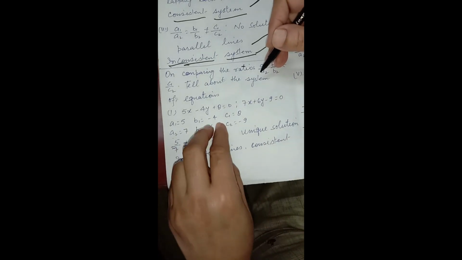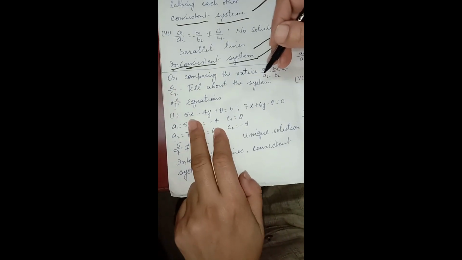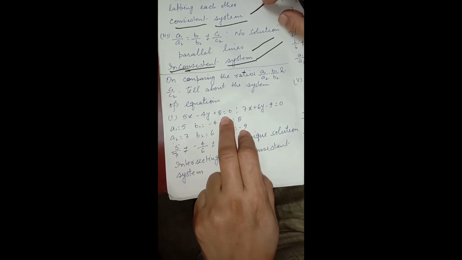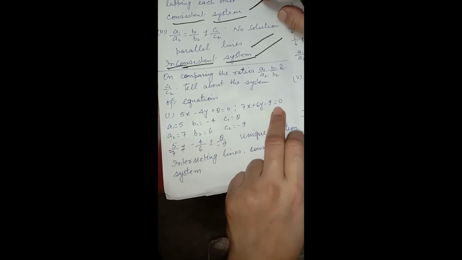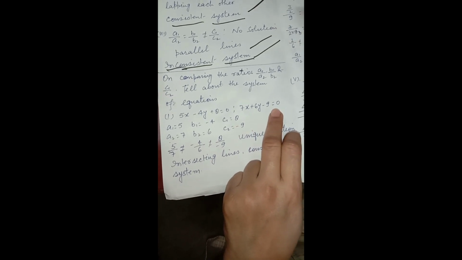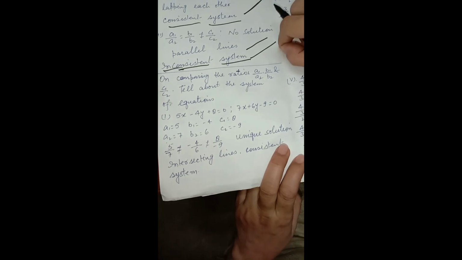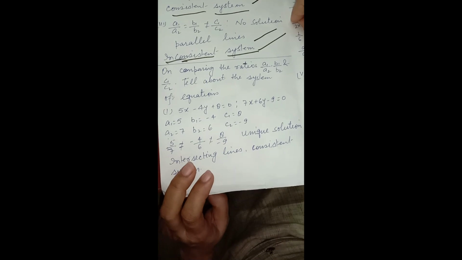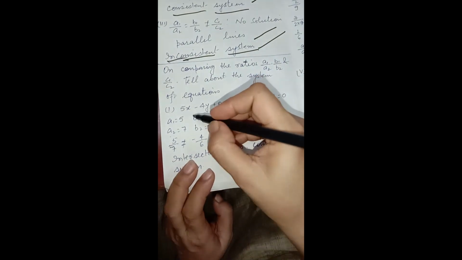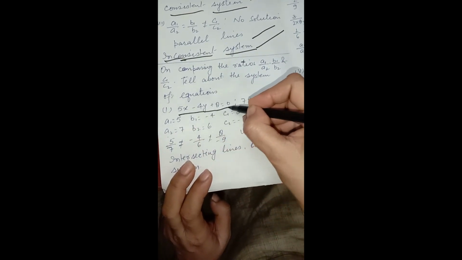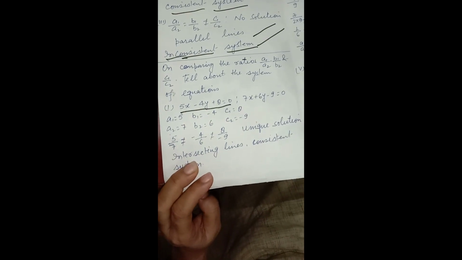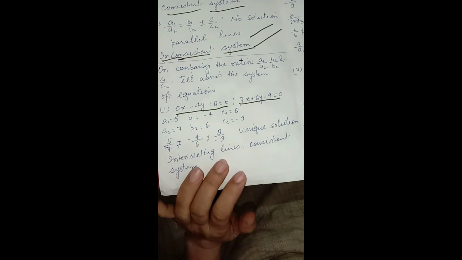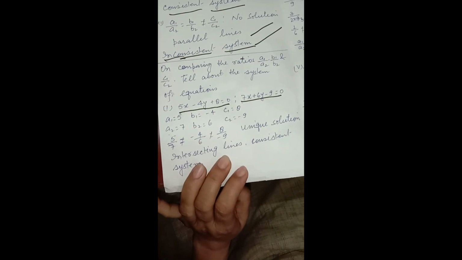So the first system is 5x minus 4y plus 8 equals to 0, and 7x plus 6y minus 9 equals to 0. First of all, you should have a thing in mind that both the equations should be in the standard form. What is the standard form? In the standard form, there will be 0 after the equal sign. Here also, after equal sign, there will be 0. That is the standard form of linear equation.